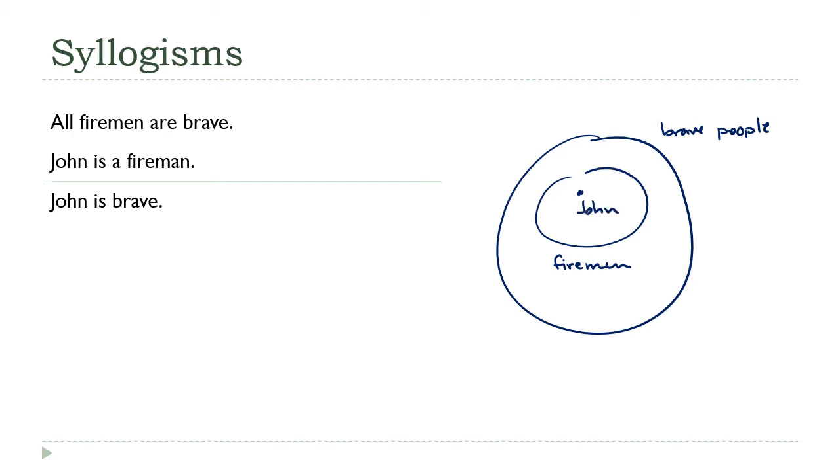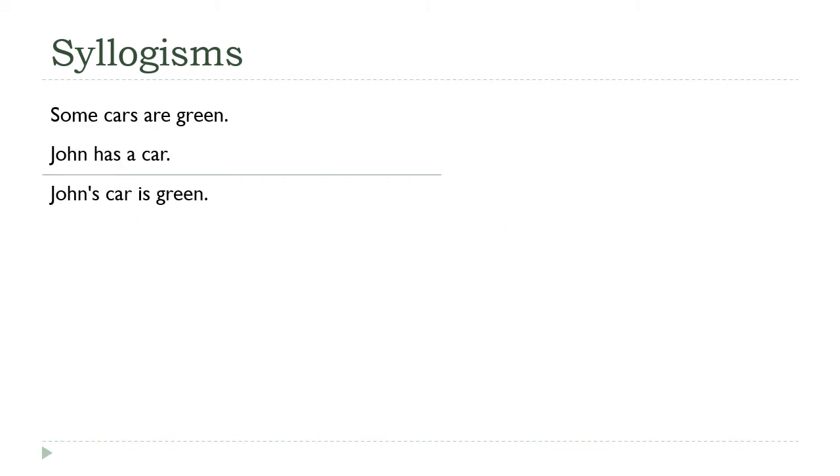Now, my question is to confirm or deny this argument, to determine if it's valid or invalid. Does John have to be brave? Well, yeah, there's no place I could put John in that fireman circle that wouldn't have also located him in the brave circle. Therefore, John must also be brave, and this is a valid argument.